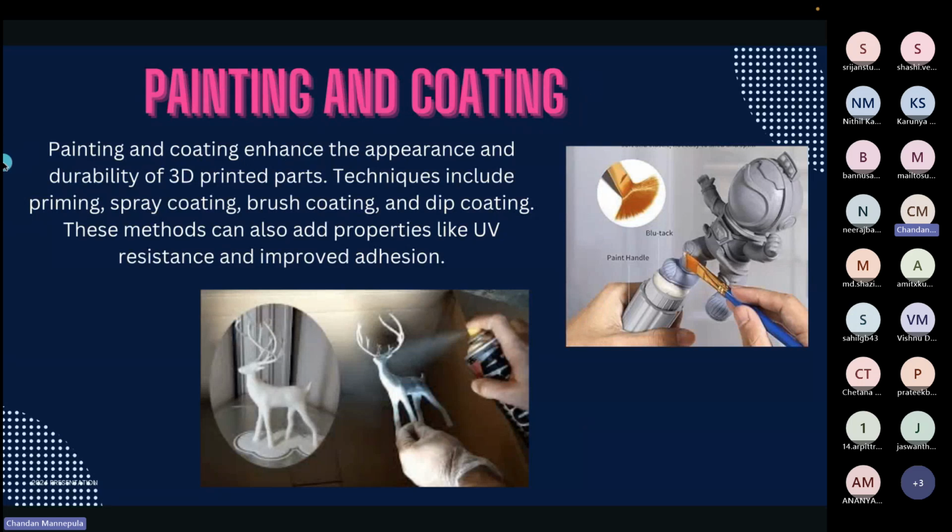So, painting and coating. Painting and coating enhance the appearance and durability of 3D printed parts. Techniques include priming, spray coating, and brush coating. Do you guys know what priming is?